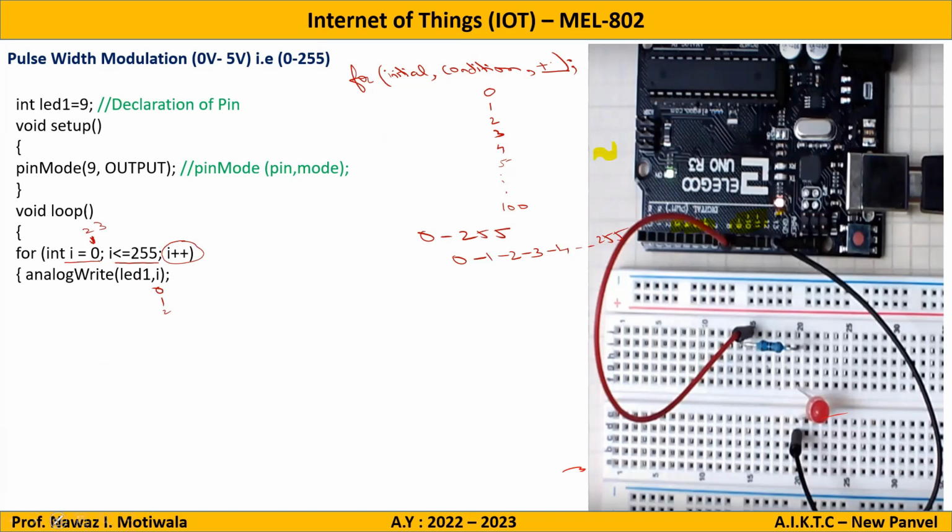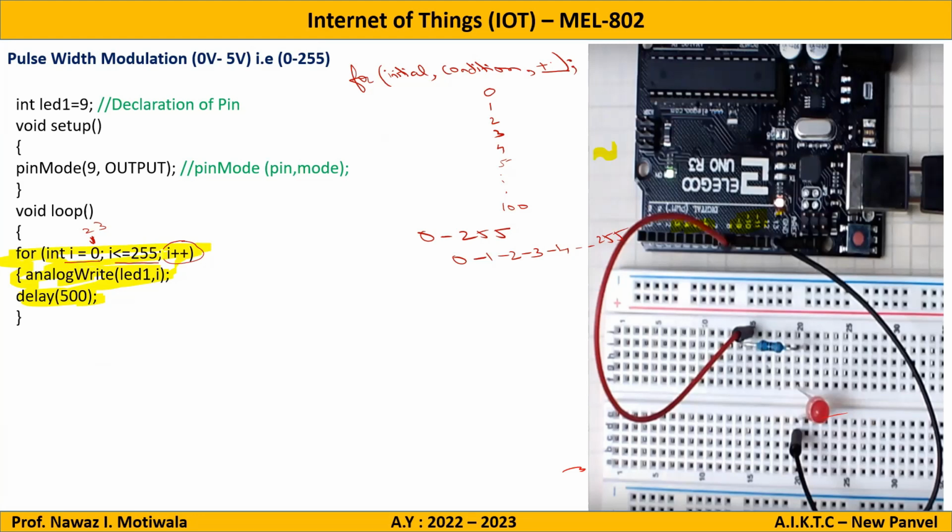Now we need a delay also. So I will write delay for 500 milliseconds, that is half a second, and then I will close the for loop. This entire for loop is working only for LED glowing. So if the program is just to glow the LED in steps of pulse width modulation from 0 to 255, this is the program. This will end your program.